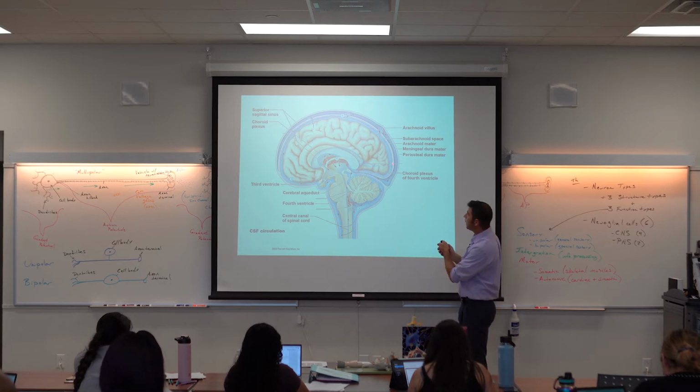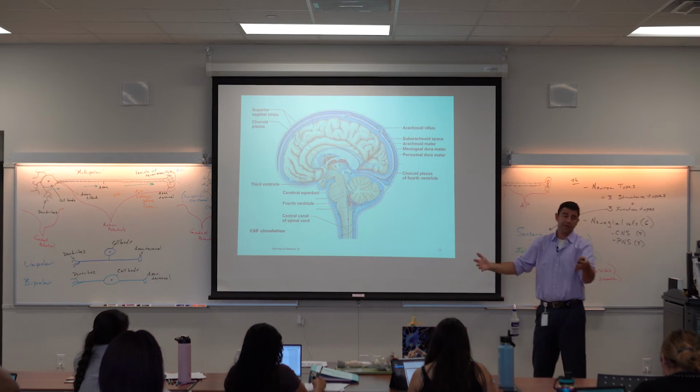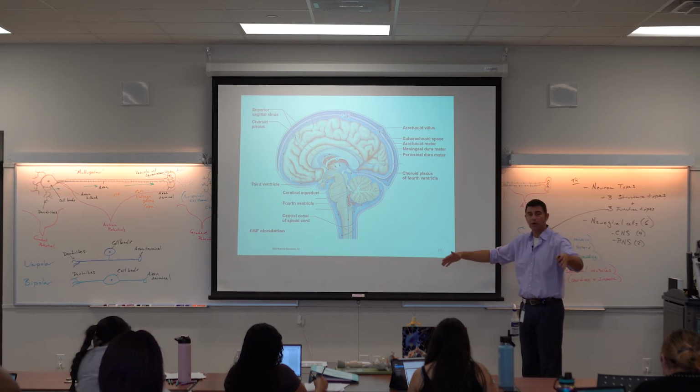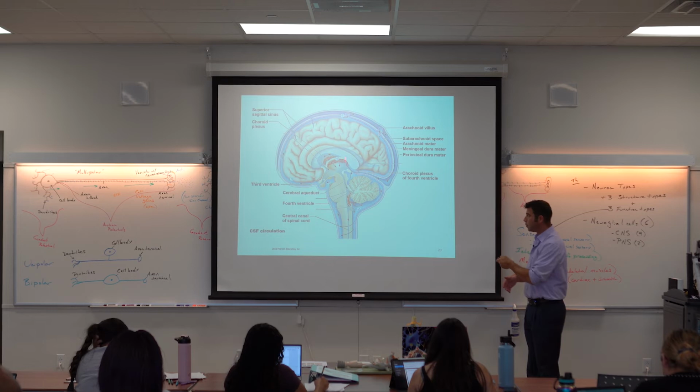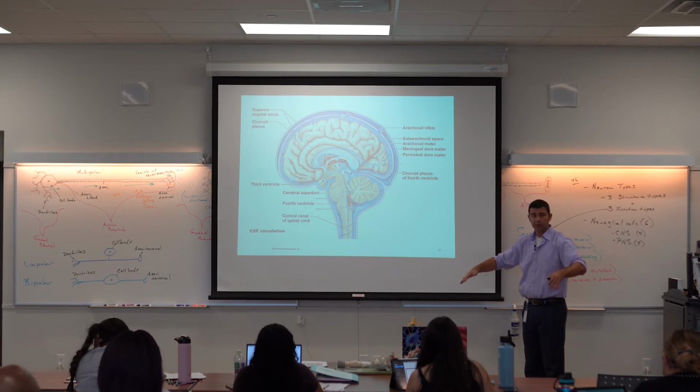And this is what allows the brain and spinal cord to float in a column of fluid, just like if we were to all go to the deep end of a swimming pool and just kind of tread water there. That's kind of what the brain and spinal cord are doing. They're kind of treading this cerebral spinal fluid.